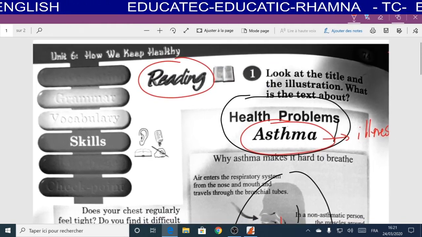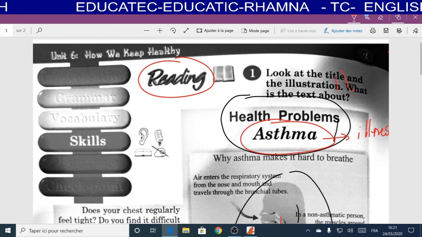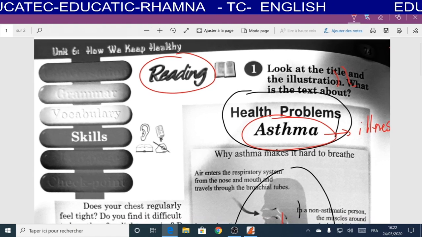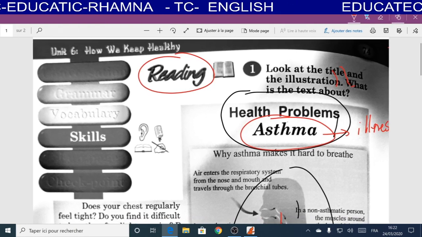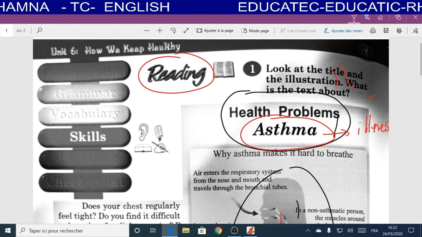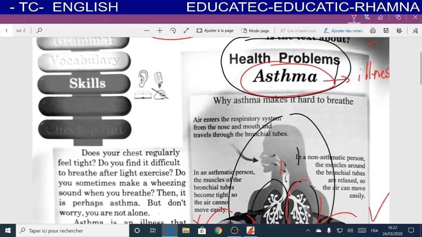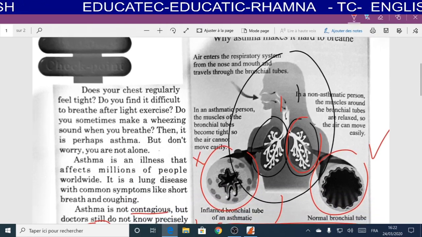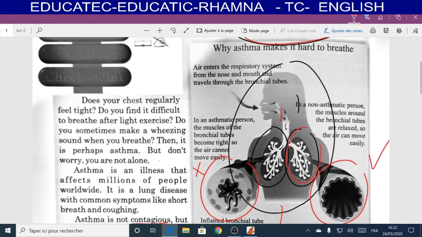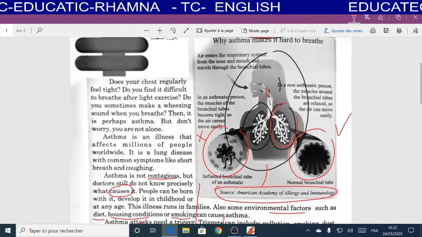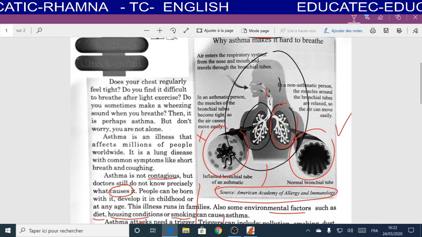Illness. Is an illness, right? Is an illness. So, for this text, as a support, we have a document, and this document starts by a question. Why asthma? Why asthma makes it hard to breathe?